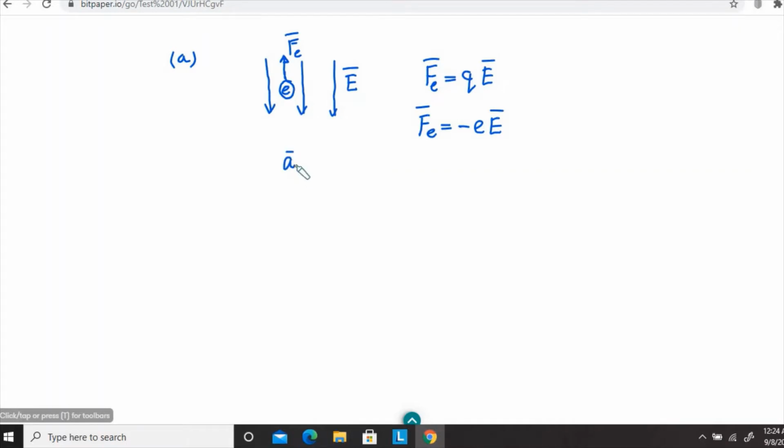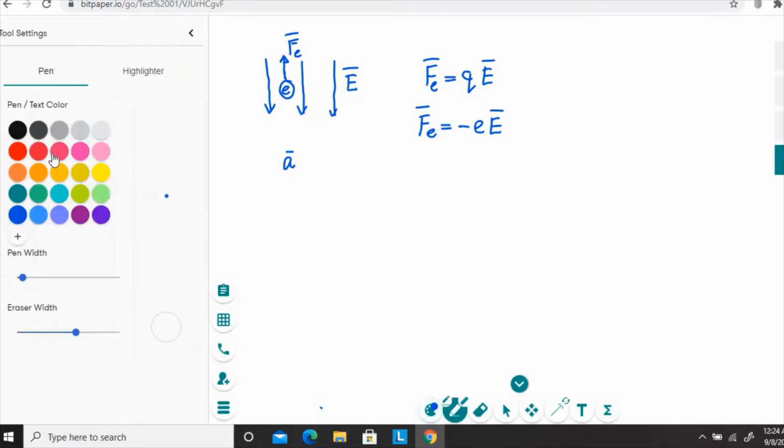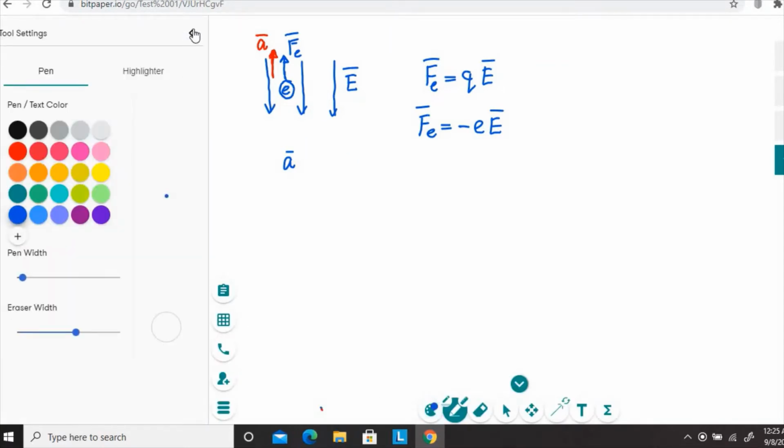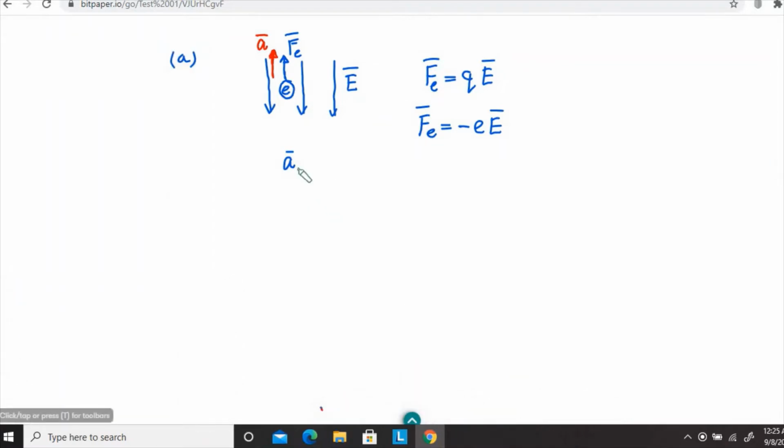Now we can calculate the magnitude. Let's first calculate the magnitude because we know the direction of the acceleration. It's the direction of the force acting on the charged particle. So the direction of the acceleration is also in that direction from Newton's second law. If there's a net force acting in one direction, that's the direction of the acceleration. So we know the direction of the acceleration now, but let's figure out the magnitude.